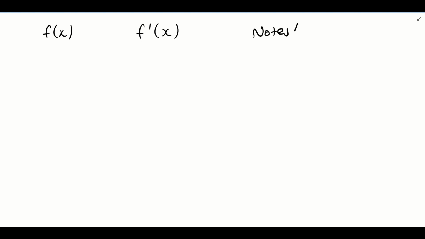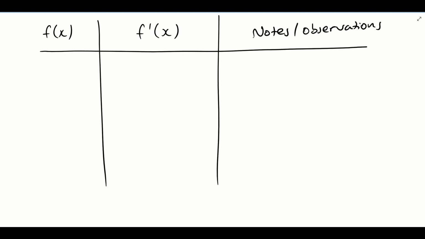If we come in over here, I'm going to create a bit of a table. We're going to have whatever the function of x is, and then I'll tell you what the derivative is, and then we're going to make some notes or any observations that we see. So let's build our table, and let's take some functions of x. Let's go with 4x cubed, 2x squared, 6x, and 4.